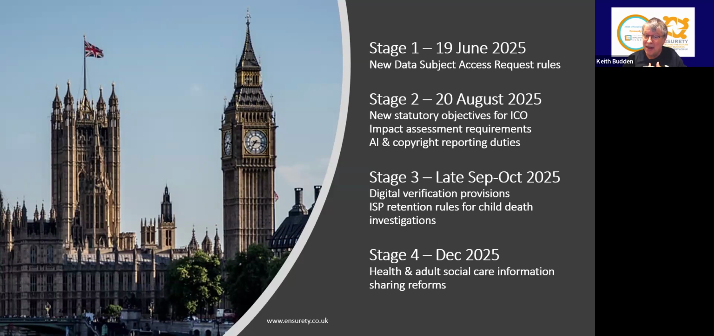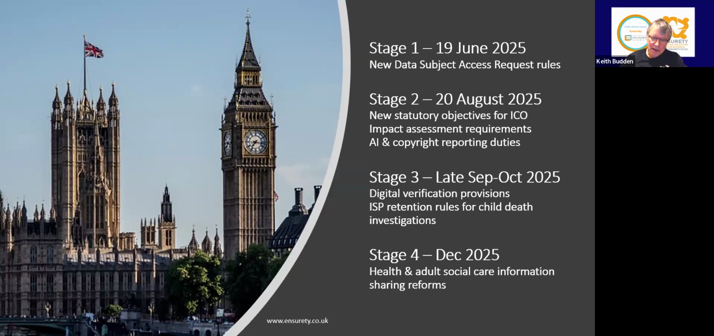Now, I mean, that's a very small area, very specialised area, but it's essentially looking into situations which you might have seen in the media where it's alleged that young people have died because of their exposure to things on social media. And then stage 4 is December 2025, which is going to be about health and adult social care information sharing reforms. And as I say, that's what I was saying about being in the legislation, about health organisations in particular being able to share information more openly. So that's where we're at.